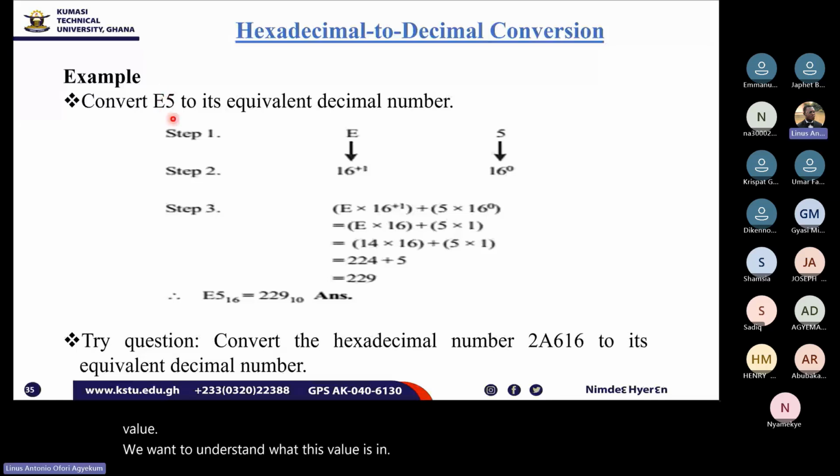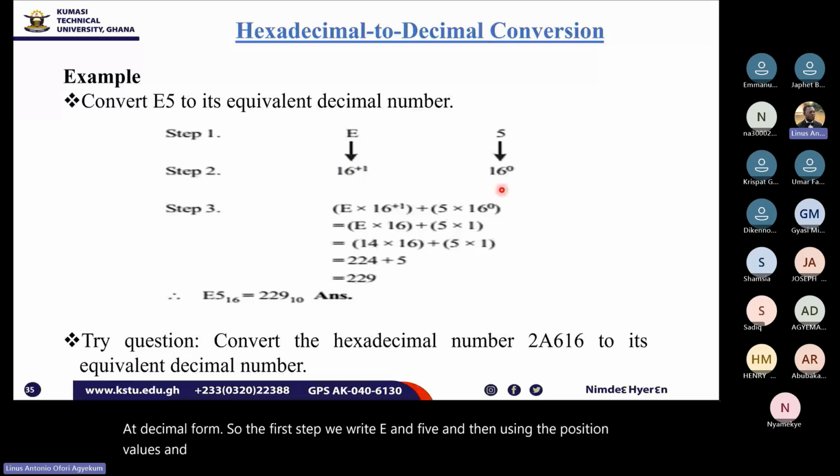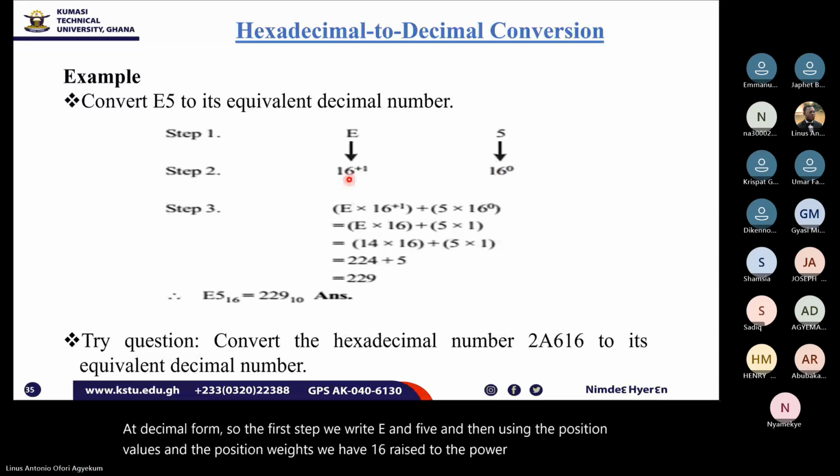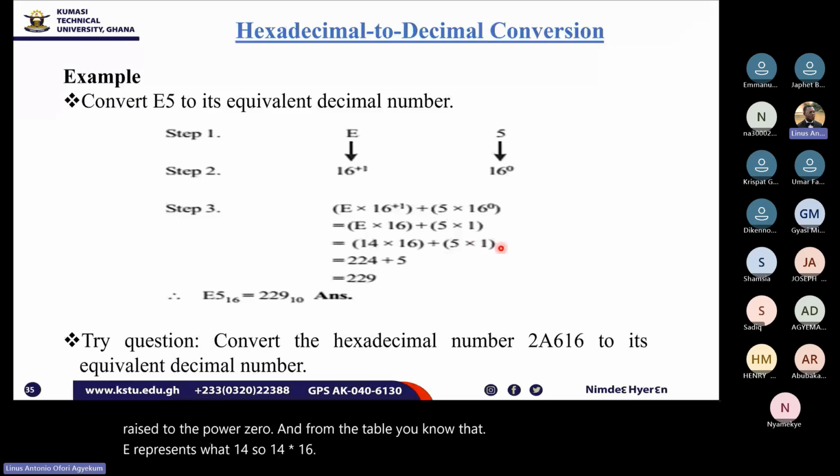So the first step, we write E and 5, and then using the position weights, we have 16 raised to the power 0, and we also have 16 raised to the power 1. So E times 16 raised to the power 1 plus 5 times 16 raised to the power 0. And from the table, you know that E represents what? 14. So 14 times 16 plus 5 times 1, which is 224 plus 5, which gives us 229.